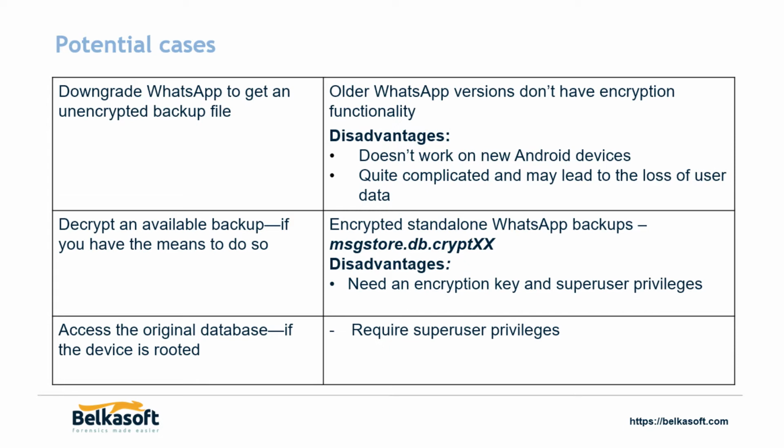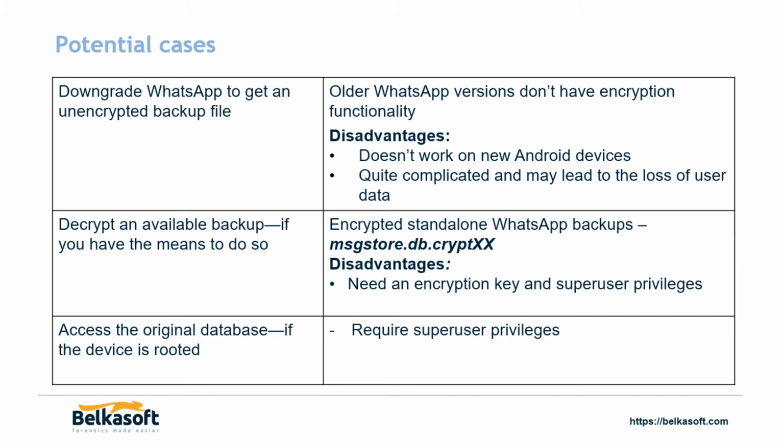Let's go through every potential case separately. There is a method to access the WhatsApp database on an old, non-rooted smartphone. The encryption feature in WhatsApp appeared relatively not long ago, so you will need to download the previous WhatsApp versions and try to bring back the unencrypted database to the host. You will be able then to extract WhatsApp data from the created file.